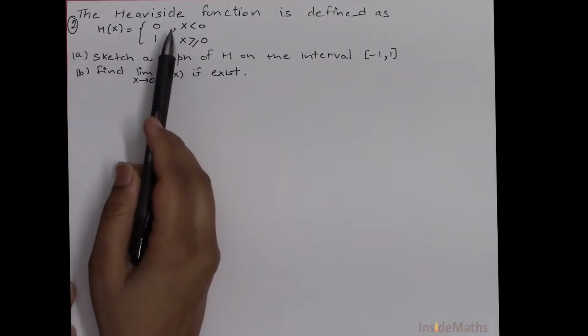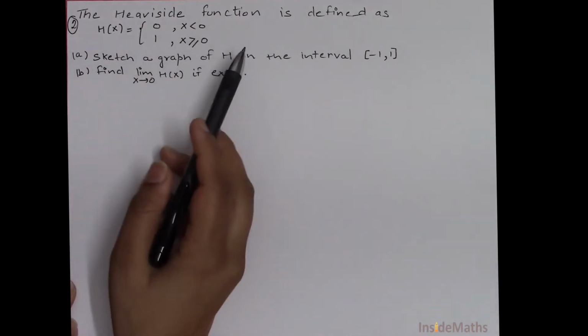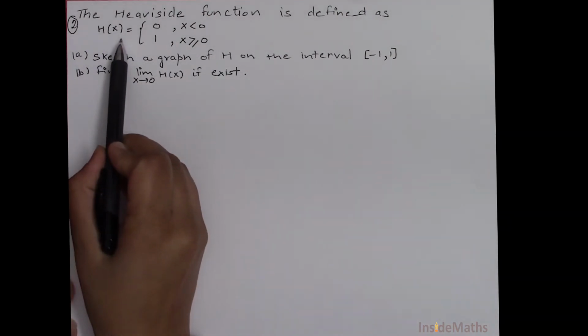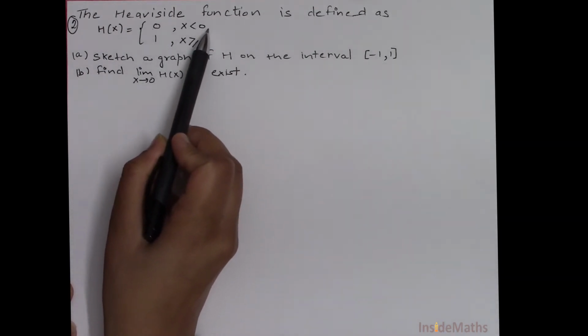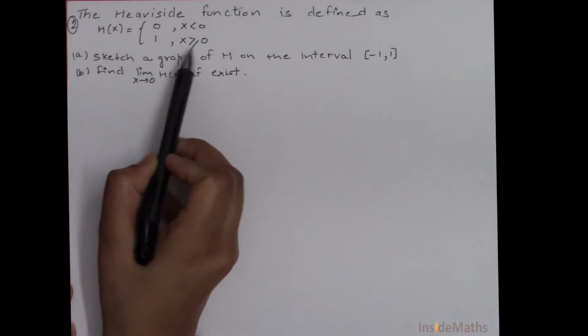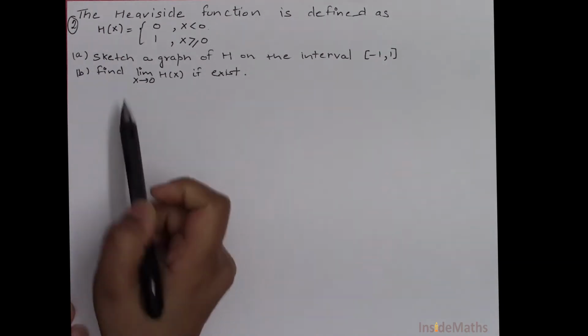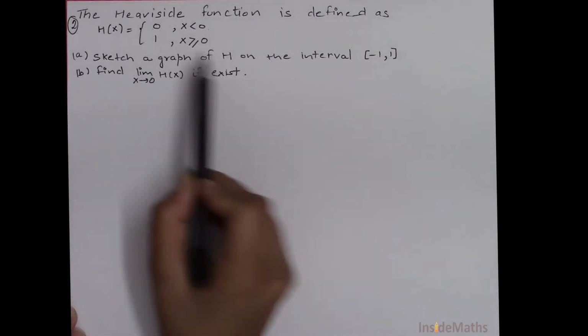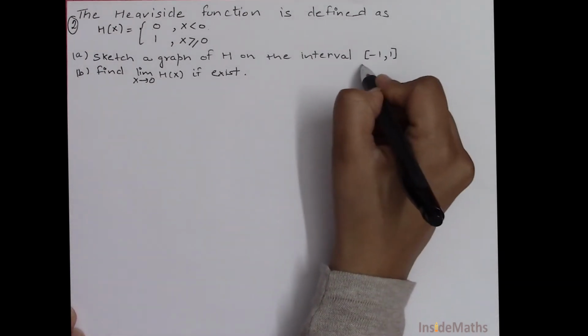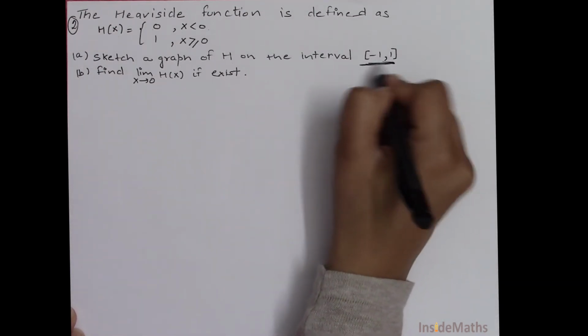Now the next application is Heaviside function, which is defined as h of x is equal to 0 when x is less than 0 and it's 1 when x is greater than or equal to 0. Now we have to sketch a graph of h on the interval, closed interval -1 to 1.